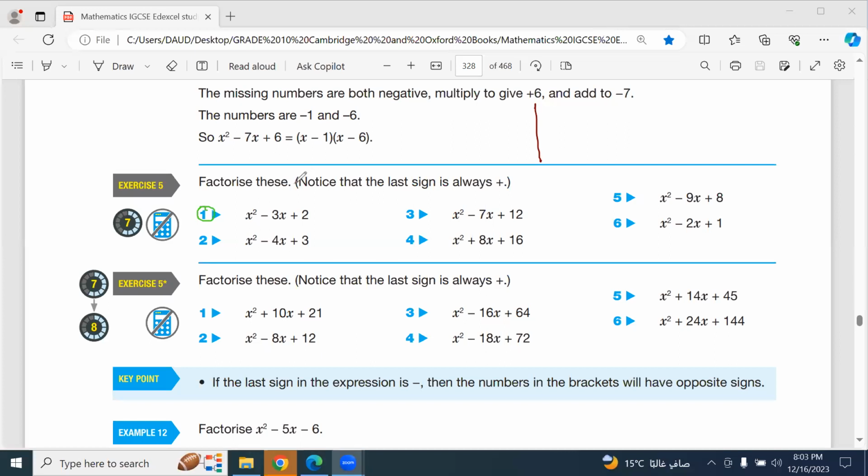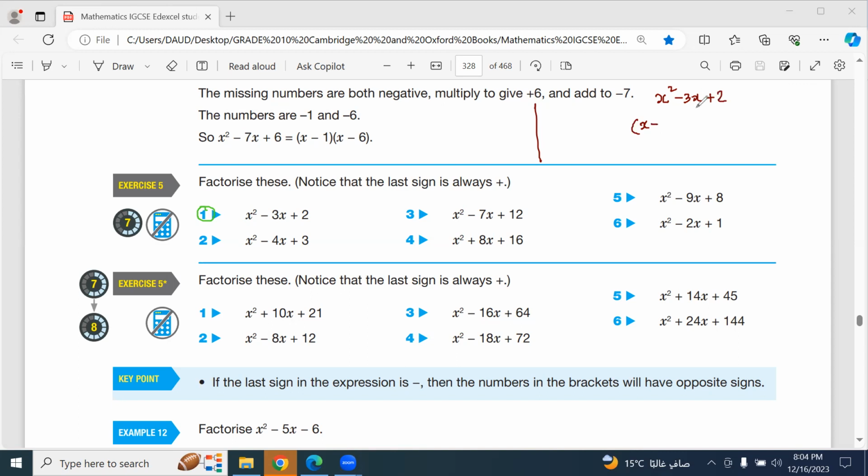Well, yes, we will continue the factorization concept in three terms, or quadratic forms. Here we have x squared minus 3x plus 2. Remember the last term has a positive sign, so we will think about it directly. Our product is 2 and the sum is minus 3. So think about two numbers which we multiply to get 2 and add to get 3.